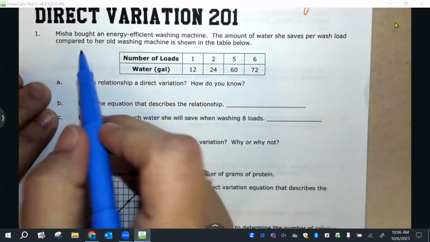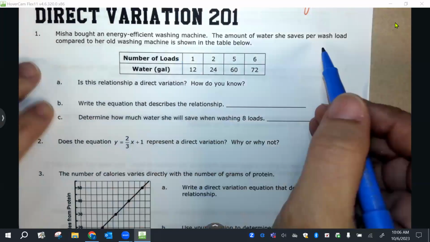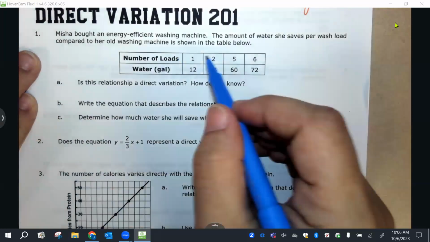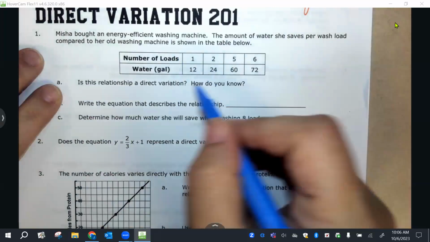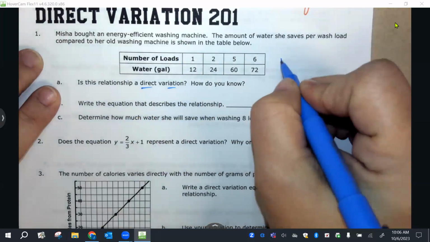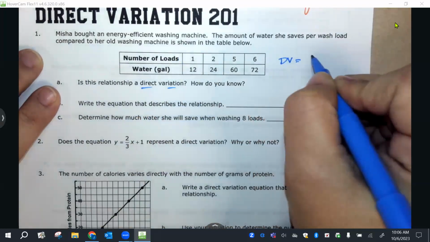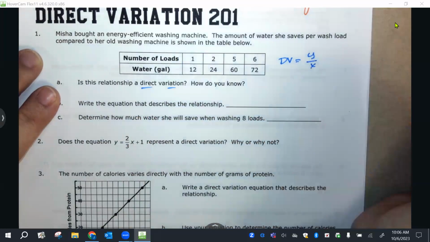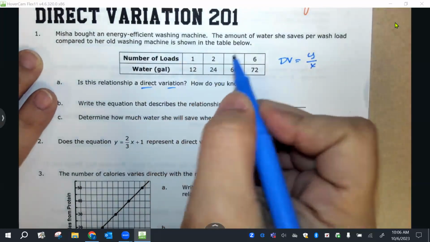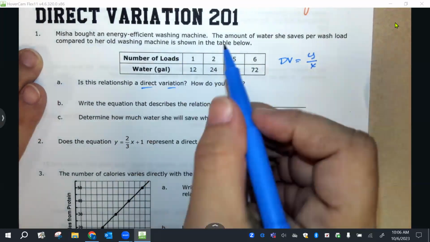It says Misha bought an energy efficient washing machine. The amount of water she saves per wash load compared to her old washing machine is shown in the table. Is this relationship a direct variation? Well, remember, direct variation means I have the same y over x for every row. So we can use our Desmos calculator, so you can pull that up if you need.